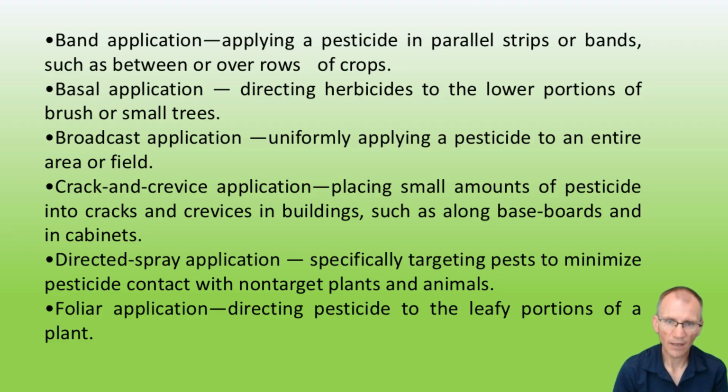Then we have a crack and crevice application. This would be placing small amounts of pesticides into cracks and crevices in buildings, such as along baseboards and in cabinets. We also have the directed spray application. In this method, you would specifically be targeting pests to minimize pesticide contact with non-target plants and animals. Finally, we're going to look at a foliar application. This would be directing pesticide to the leafy portions of a plant.